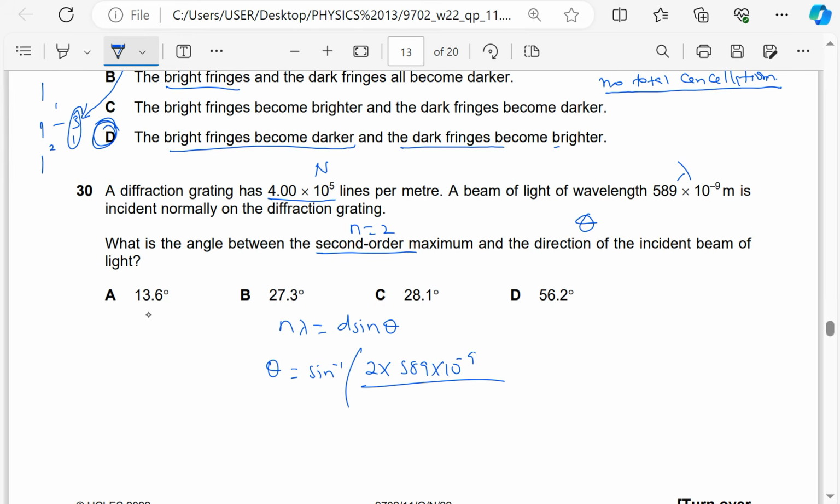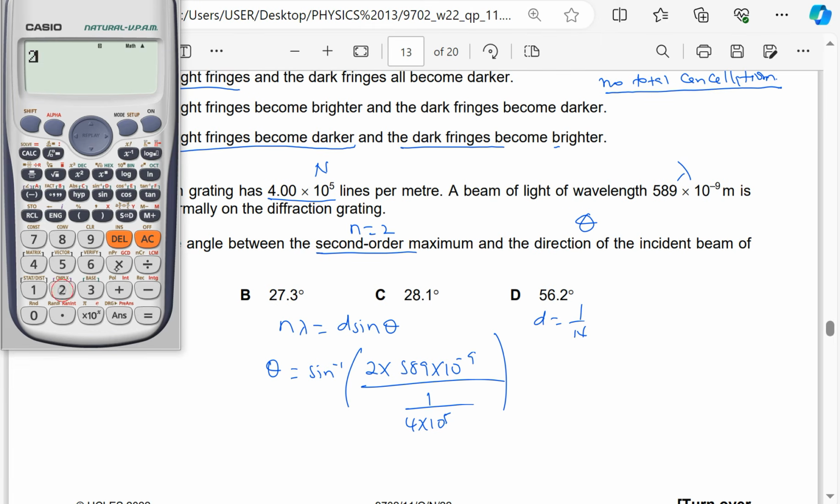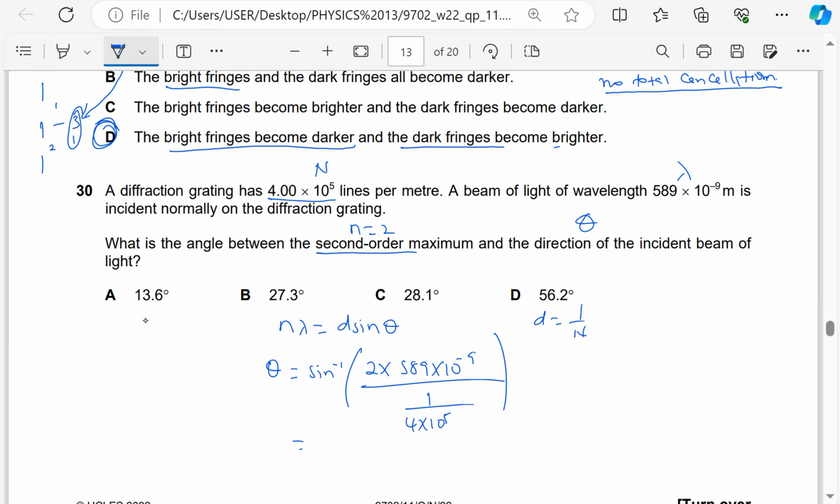by d, which, of course, we know that d is 1 over N. So it will be 1 divided by 4 times 10 to the power of 5. So this one goes up. So I'll say 2 times 589 exponent minus 9, just multiply this by 4 exponent 5. Then I'll say sine inverse of the answer. So theta is going to be 28.1 degrees. So the answer here is going to be C.